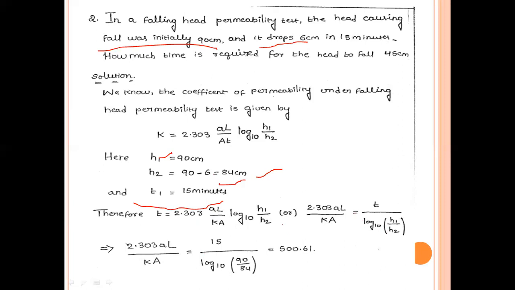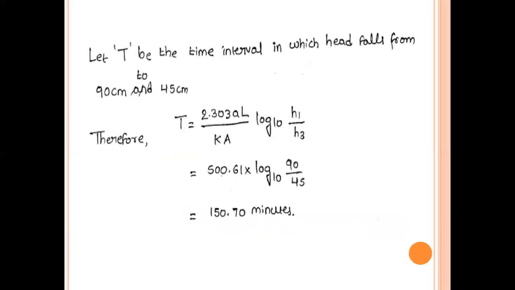So in this equation substitute: 2.303 AL by KA times 15, where 15 is the time interval, into log base 10 of H1 which is 90 by H2 which is 84, that equals 500.61. Let T be the time interval in which the head falls from 90 centimeters to 45 centimeters. Therefore, T equals 2.303 AL by K into log base 10 of H1 by H3, and 500.61 is the value of 2.303 AL by K, into log of 90 by H3, which is 45.